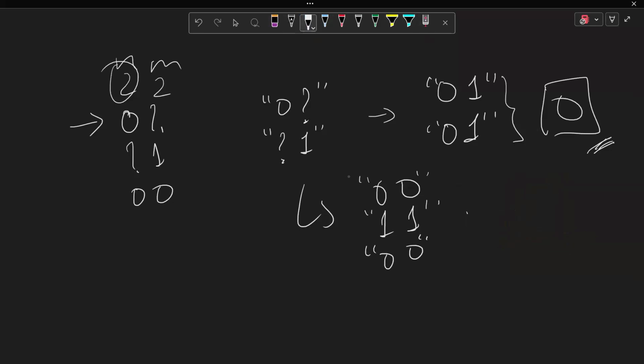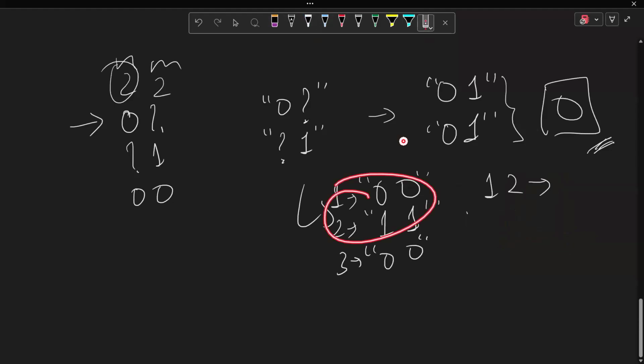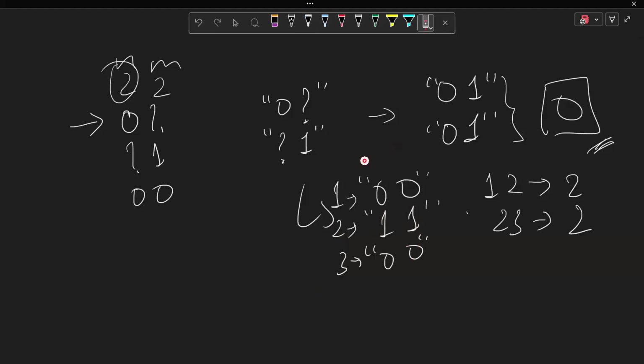So first, there are 3 strings, 1, 2, 3. I have to take the sum of distances between every pair of strings. If I take the first 2 strings, it's 1 plus 1, 2. Its Hamming distance is 2. For the pair 2, 3, this is different, this is different, so again 2. If I take the pair 1, 3, then 0 and 0 are same, 0 and 0 are same. Its Hamming distance is 0. So the sum of Hamming distances between every pair is 4.